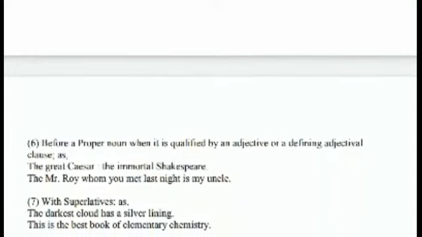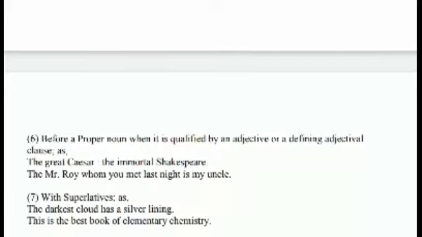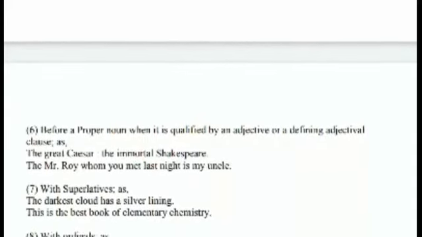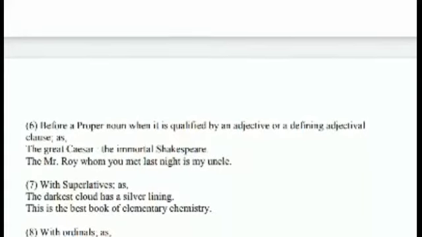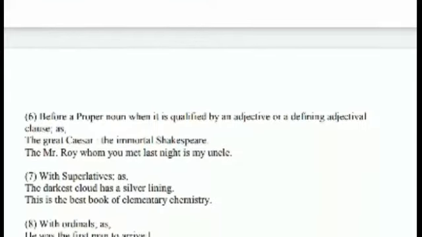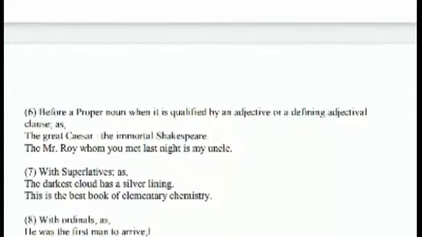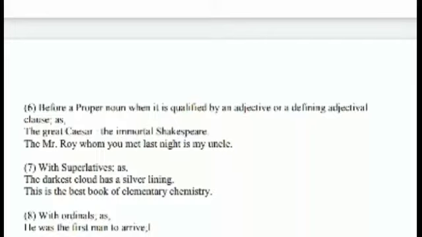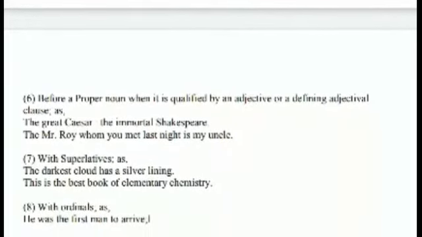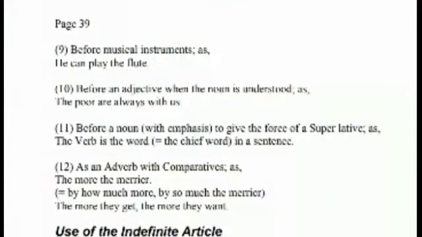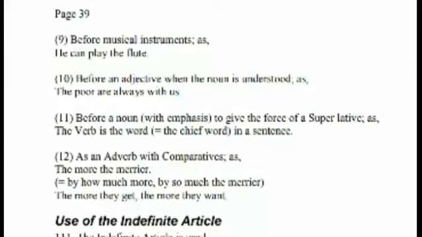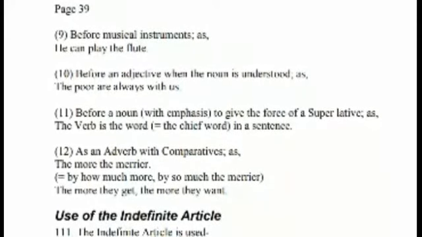With ordinals, we have learned previously about ordinals and superlatives. He was the first man to arrive. The 9th chapter of the book is very interesting. So before the ordinals also we use the article the. Before musical instruments, he can play the flute. Example. And now the 10th rule, before an adjective, when the noun is understood, the poor are always with us.